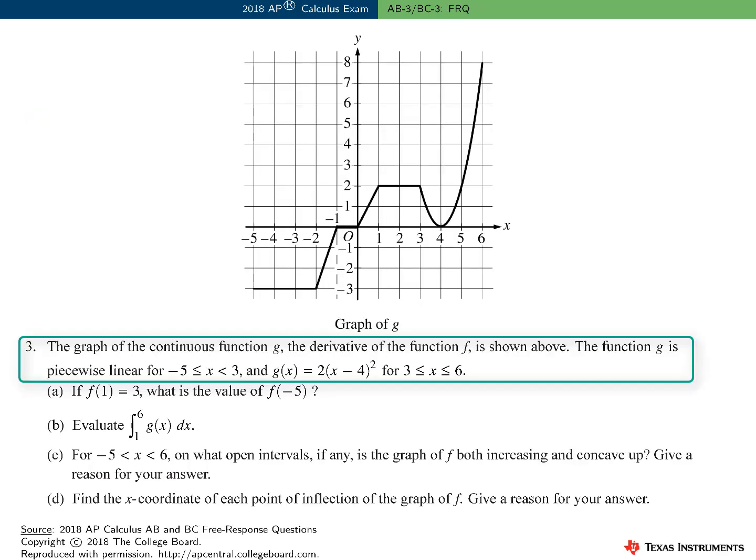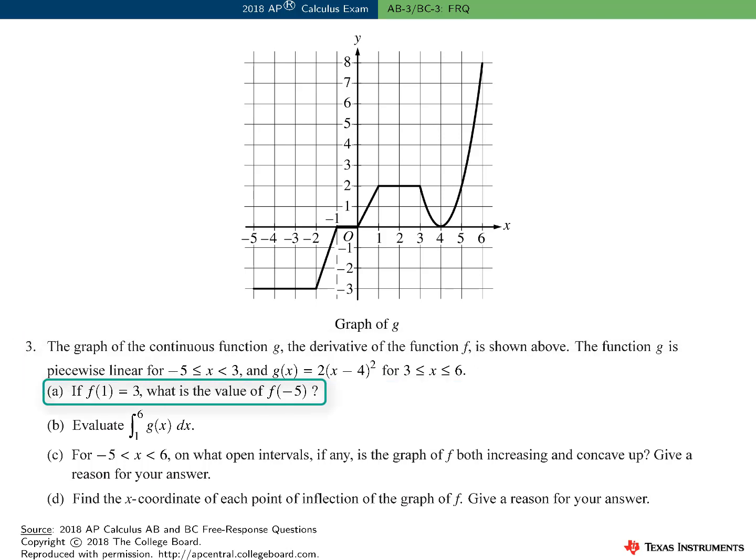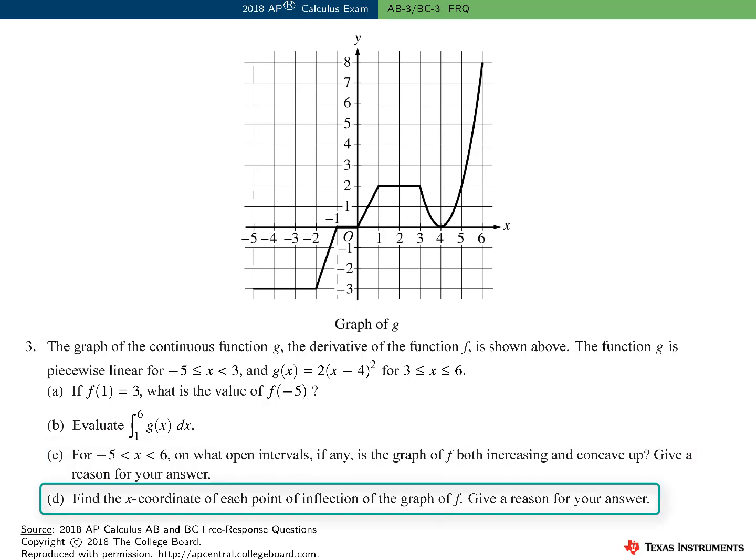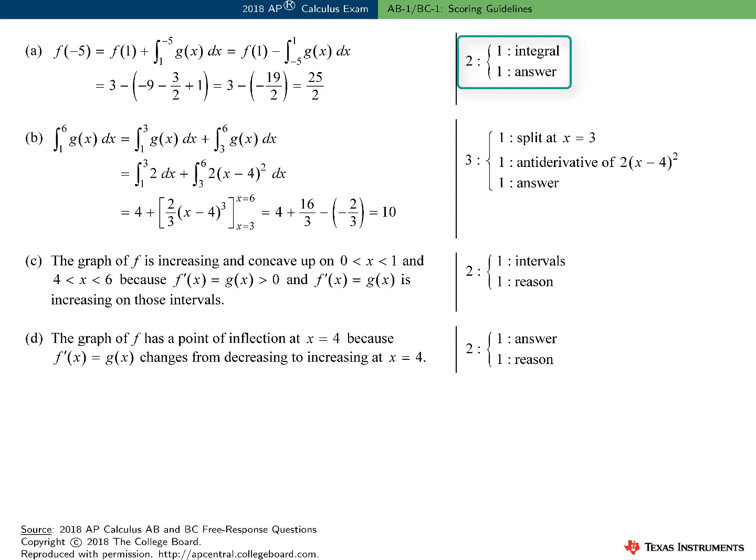This problem involved the graph of a continuous function g, the derivative of the function f, and the graph of g is given. In part A, we're given an initial condition, and we need to find f of minus 5. In part B, we need to evaluate a definite integral. In part C, we are asked to find the open intervals on which the graph of f is both increasing and concave up. And in part D, we need to find the x-coordinate of each point of inflection on the graph of f.